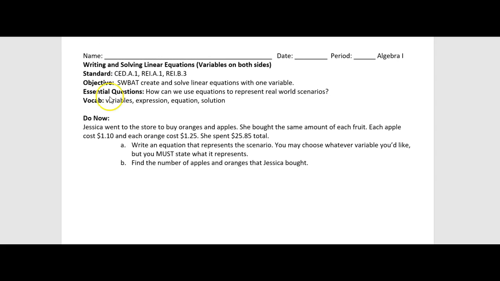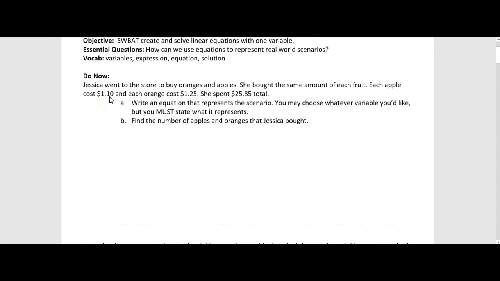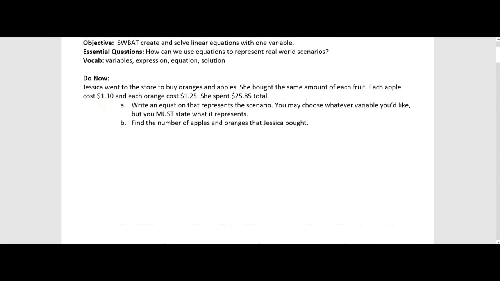Before we get there though, let's do a little do now to review a type of word problem we've talked about before. So it says Jessica went to the store to buy oranges and apples. She bought the same amount of each fruit. Each apple costs $1.10, and each orange costs $1.25. She spent $25.85 total. So you need to write an equation that represents the scenario. You're allowed to choose whatever variable you'd like, but you must state what it represents. And then you're going to find the number of apples and oranges that Jessica bought. So pause the video, give that one a shot, and then come back and see how you did.